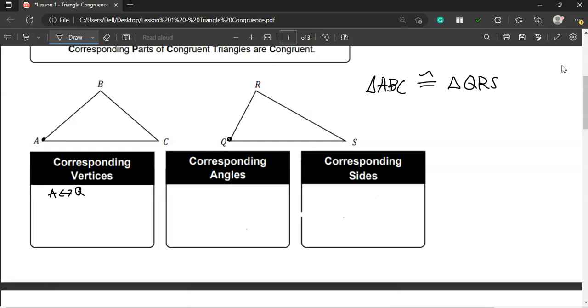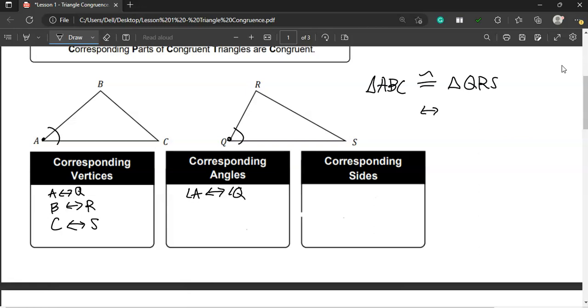Using the symbol for correspondence, which is this one, we can also say that point B corresponds to point R. And finally, point C corresponds to point S. For the corresponding angles, we have angle A corresponds to angle Q.